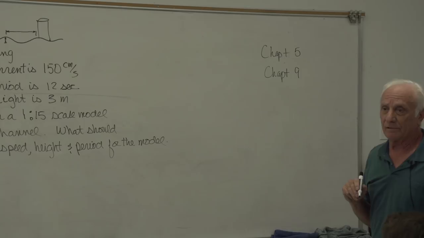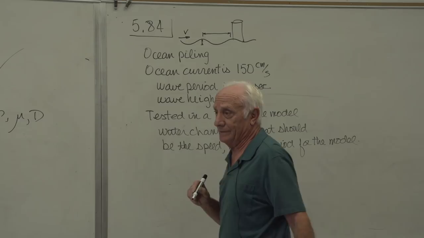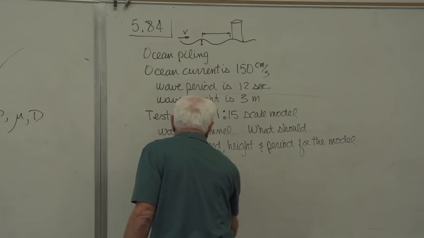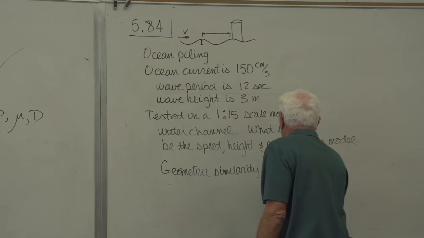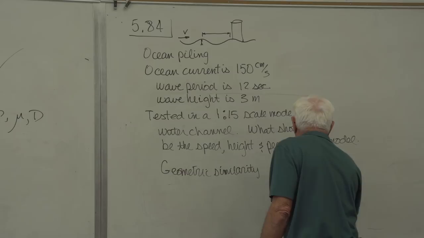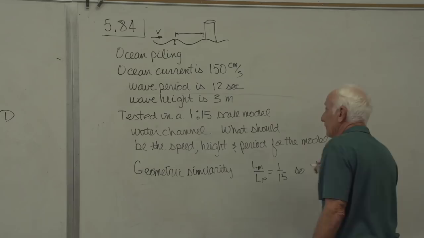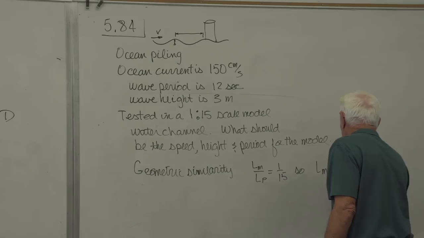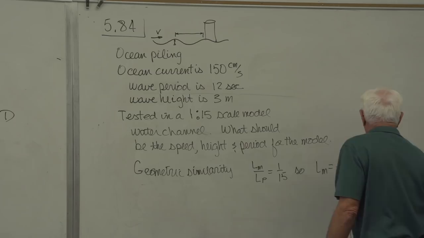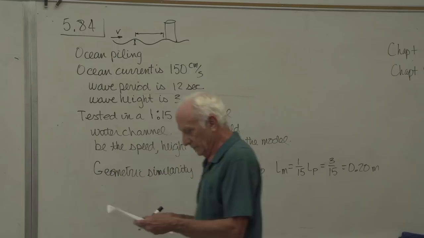All right, height. I know height, geometric similarity. The height of the model to the height of the prototype is 1 to 15. So the height of the model, which is the height of the waves here, peak to trough, L_M is 1/15th of L_P, which is 3 over 15. So 0.20 meters. Got it. I'm going to put that here.